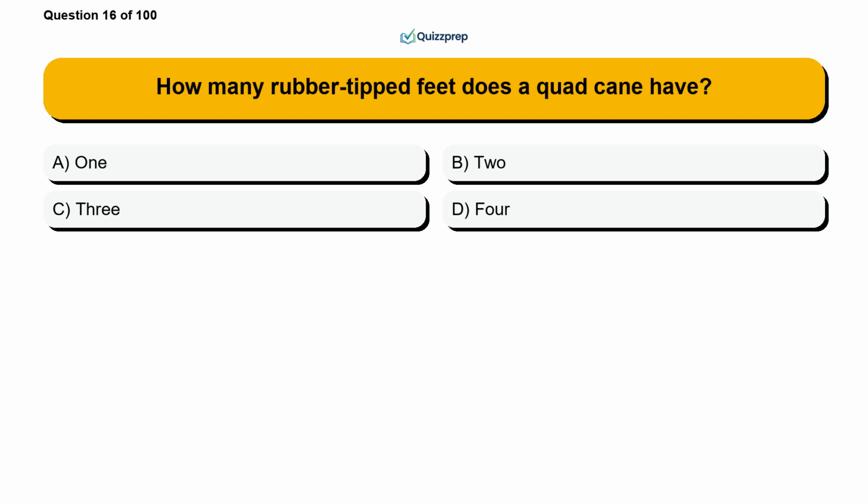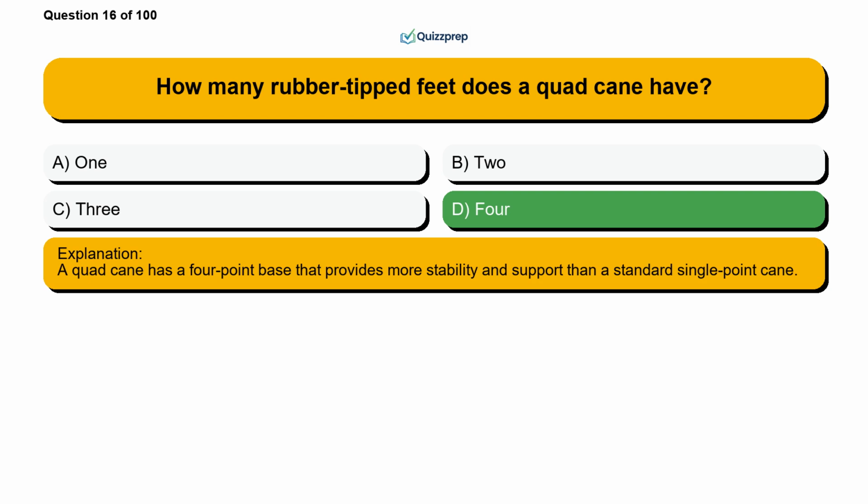Question 16. How many rubber-tipped feet does a quad cane have? Option A, 1. Option B, 2. Option C, 3. Option D, 4. The correct answer is option D, 4. A quad cane has a 4-point base that provides more stability and support than a standard single-point cane.